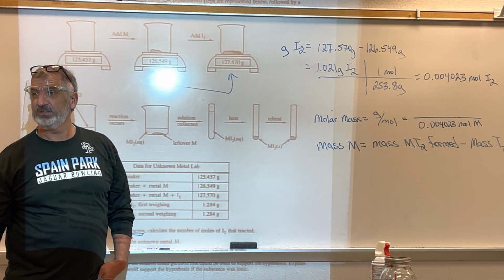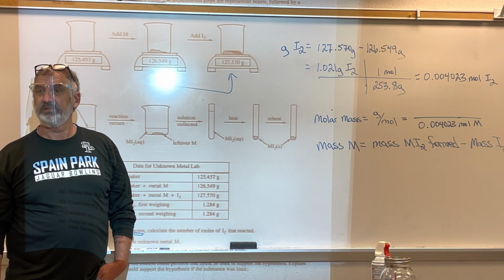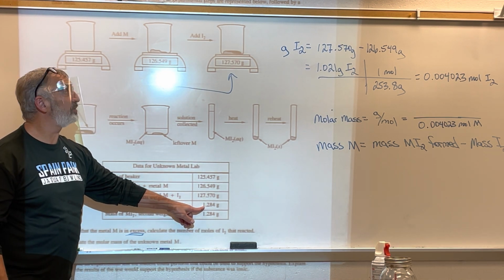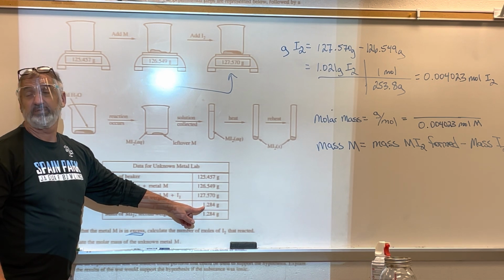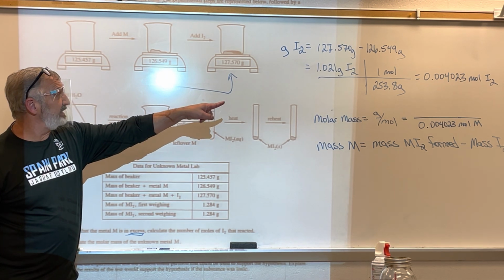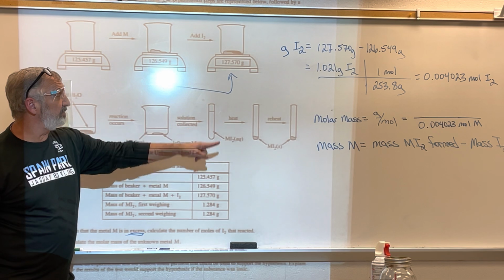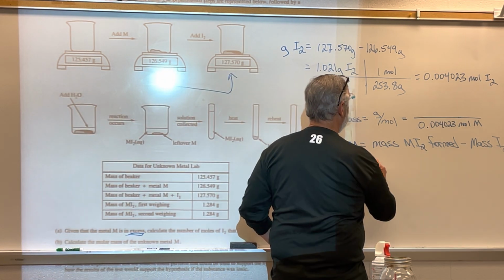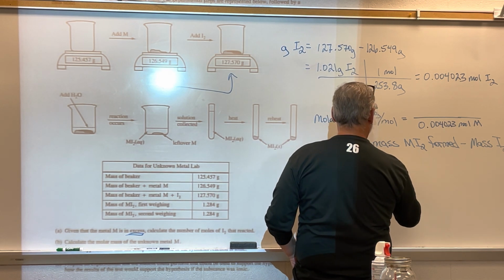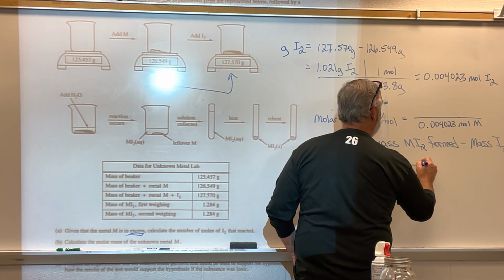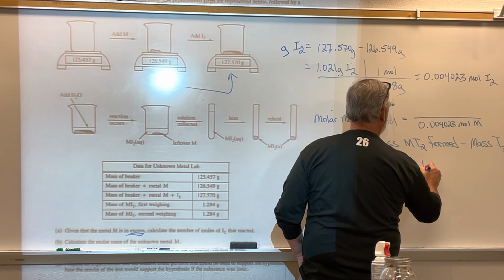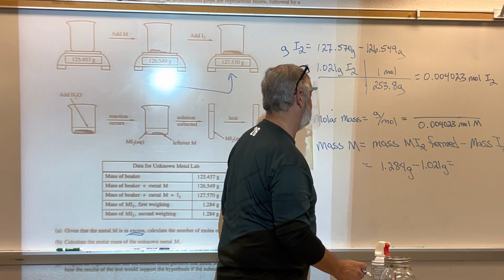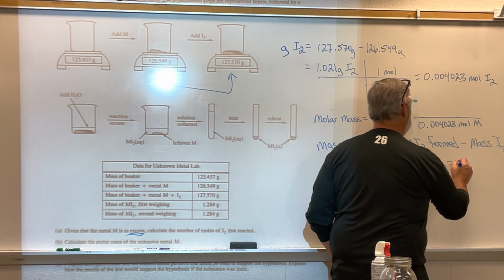Does that make sense? Because we know 1.284 grams is the final mass of the product. So we know that all the iodine got used, the 1.021, so the rest of it has to be M. So that's going to equal 1.284 minus the 1.021, and that equals 0.263.